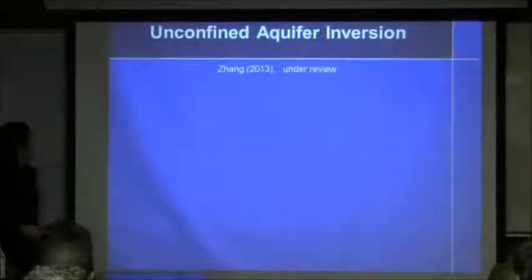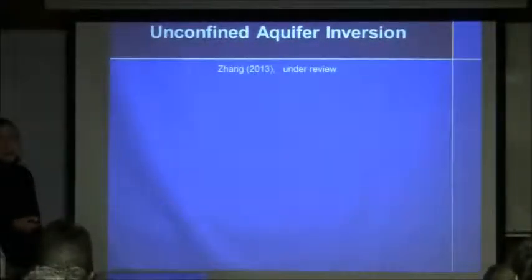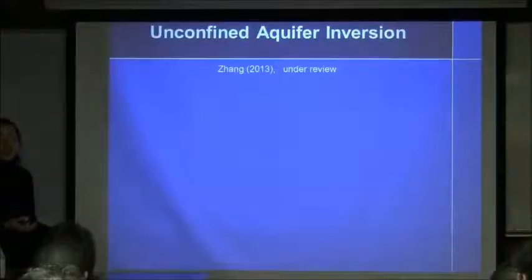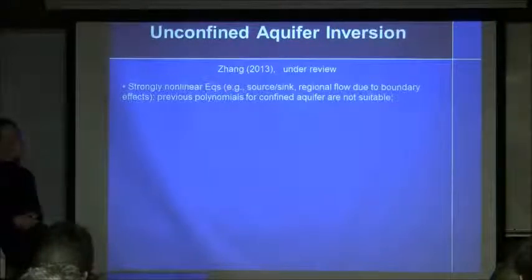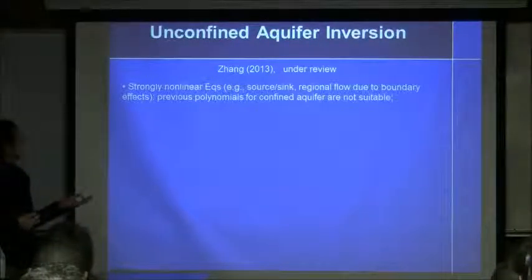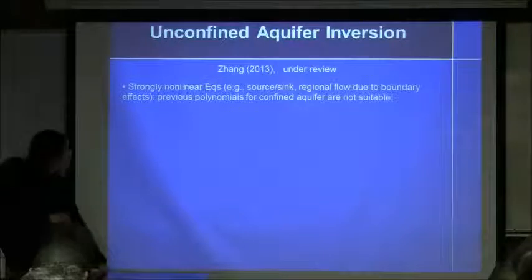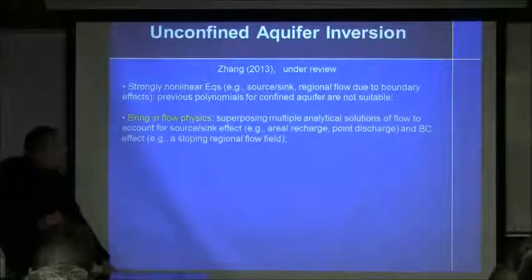Since then, we were funded by 2 NSF EPSCoR projects, both of which are looking at Wyoming aquifers. One project I'm heavily involved with looks at the unconfined, shallow water table aquifer, which is, as we know, more nonlinear because of source-sink effects. It can also be subject to strong boundary effects from background regional flow. The polynomial function, which I tested, did not work. So we bring in flow physics.